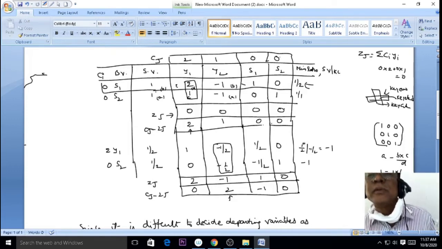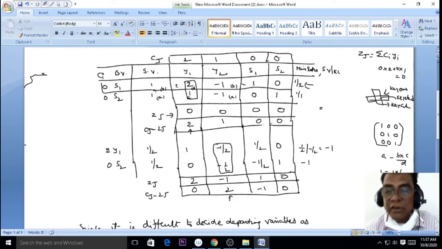For the key row, if you want to find it, you first have to calculate the minimum ratio value. The minimum ratio is SV by KC. What are the SV? See, 1 by 2 here, and for the key column, minus 1 by 2. Write down minus 1 like this, minus 1.